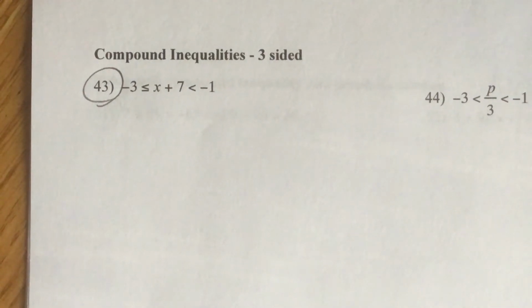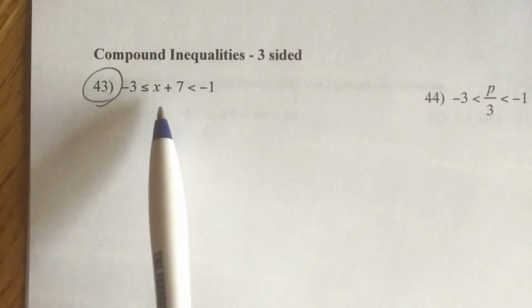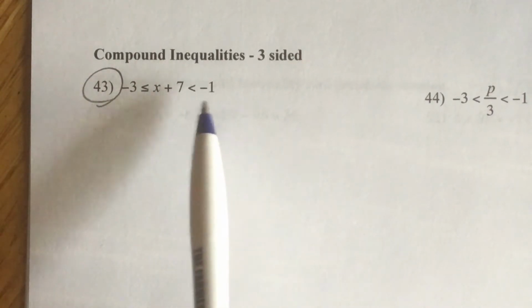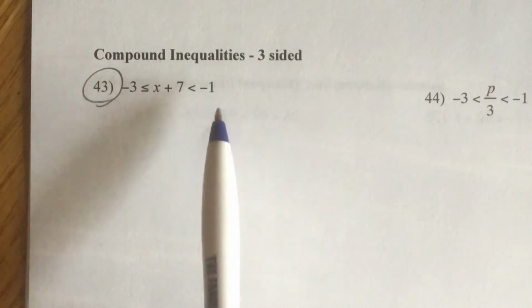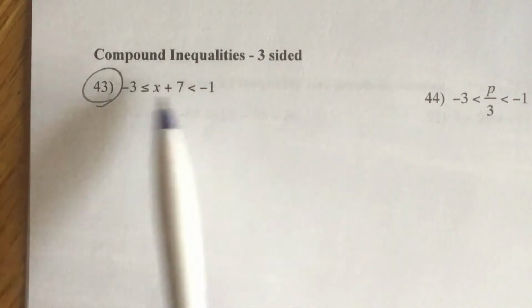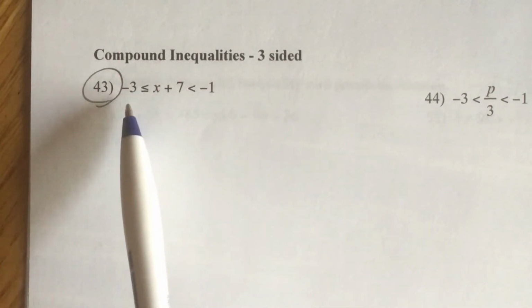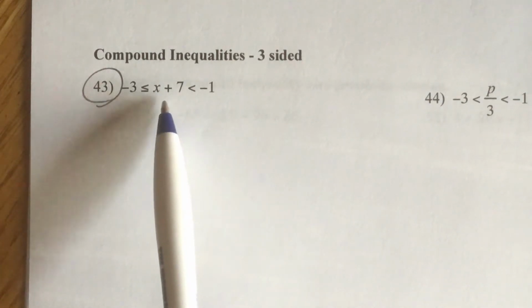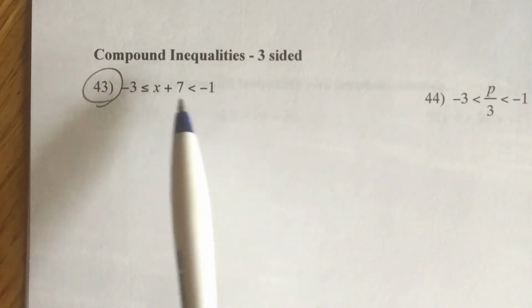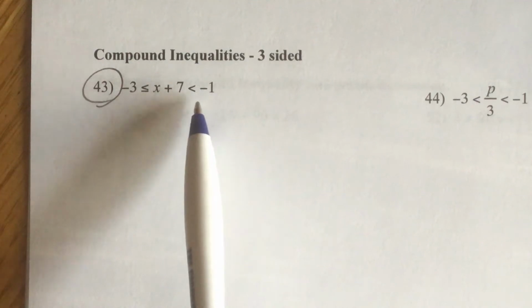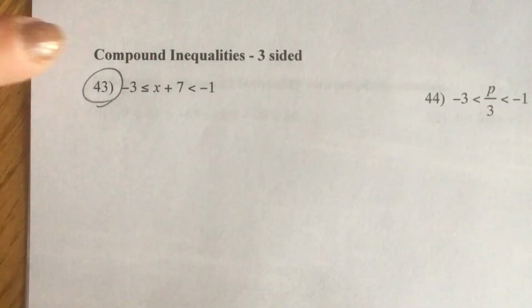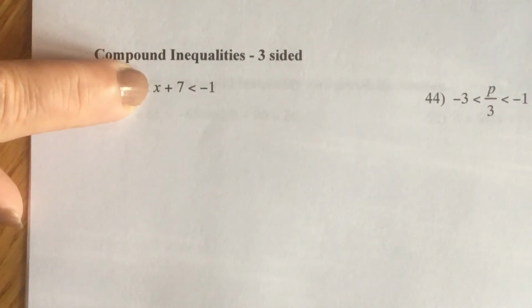Okay, on these examples, we're going to do some inequalities. I call these three-sided inequalities. So you have something in the middle, and you have something on the left side and something on the right side. In this case, it's written from smallest to biggest because it's saying negative 3 is smaller than x plus 7, and x plus 7 is smaller than negative 1. So it's like two problems in one.